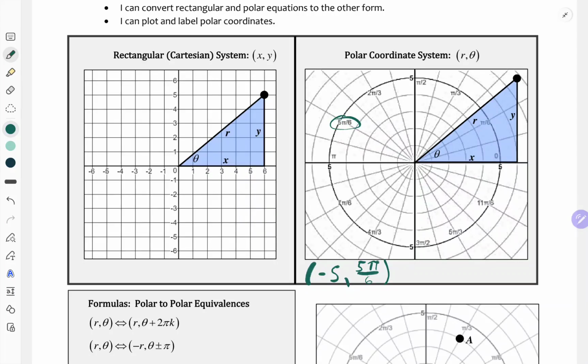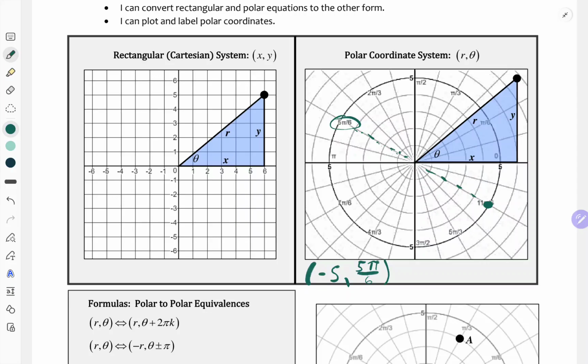But instead of going along that angle, negative r's are going to go the exact opposite way. So we would start here, and instead of traveling along this line toward that 5 pi over 6, we're going to go the opposite way. So 1, 2, 3, 4, 5. That's where I would put my point right there. So we're just moving along the opposite direction, right? Negative usually goes right opposite of where you would normally go if it was positive.